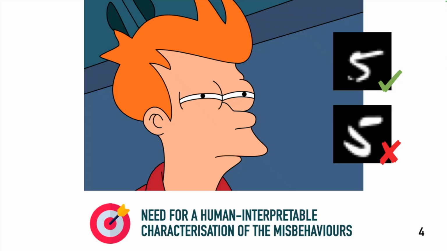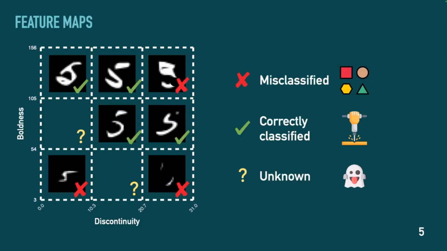So our solution was to propose to explain deep learning systems using feature maps. In this picture, I show you an example feature map for a handwritten digit classifier. The x-axis is discontinuity, which indicates how discontinuous the stroke of handwriting is, and the y-axis is boldness, which indicates how strong the stroke of handwriting is. And the map cells contain the most challenging input for each corresponding feature combination.